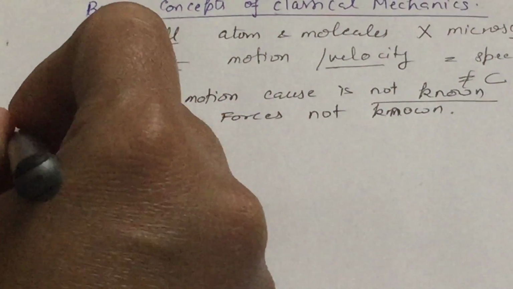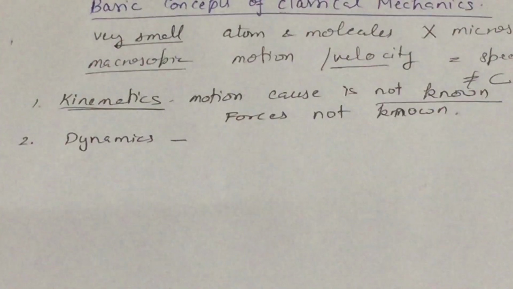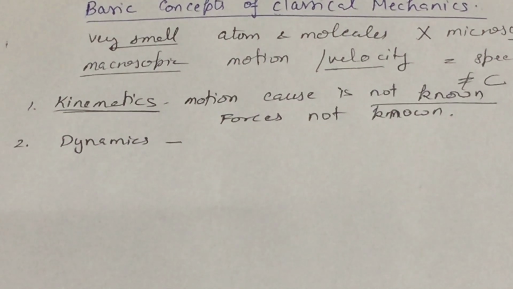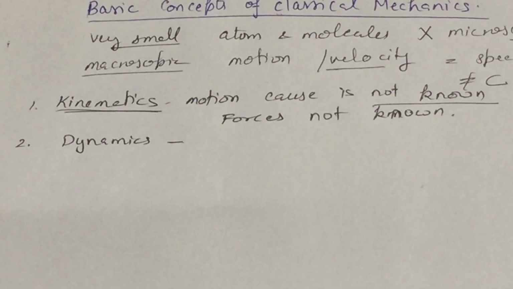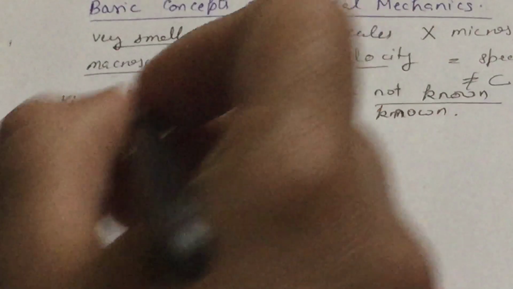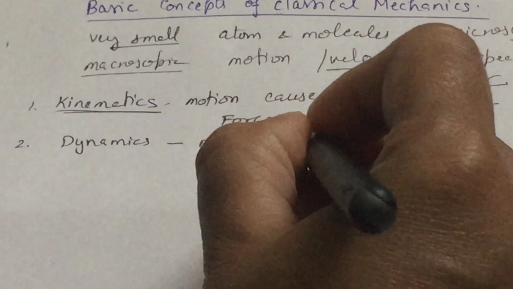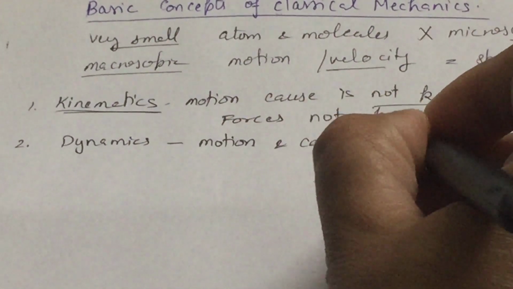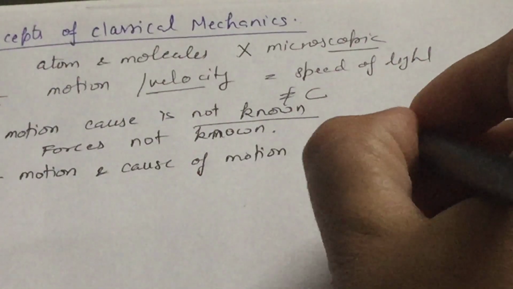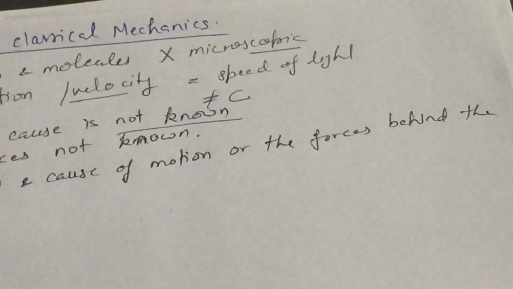The second branch of classical mechanics is dynamics. In case of dynamics, the particle or the system is in motion and the cause behind the motion is known. What type of forces are associated with the motion? Here we know why the particle or the system is in motion. It means dynamics is the branch of classical mechanics in which the particle or the system is in motion, and the cause of motion or the forces behind the motion are known.